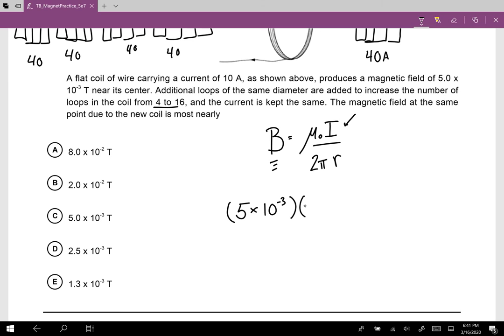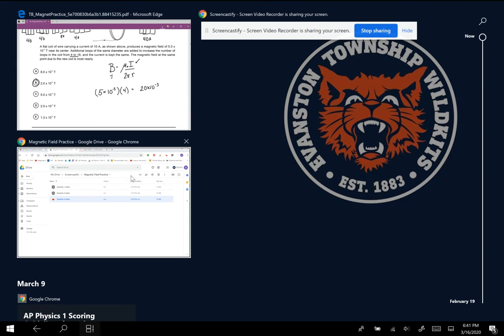So this times 4, which is a number that I should totally know. What is it? 20 times 10 to the negative third. Is that how numbers work? So that's 2 times 10 to the negative second, which is the same as 5 times 4. Yeah, that's how numbers work. All right, cool.